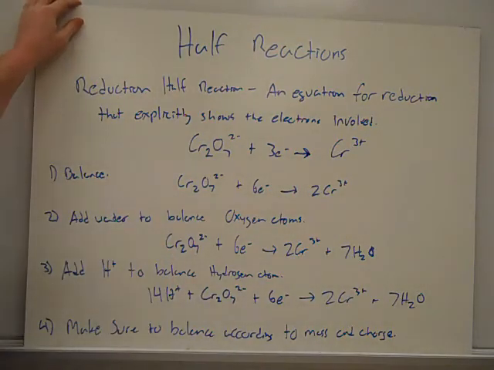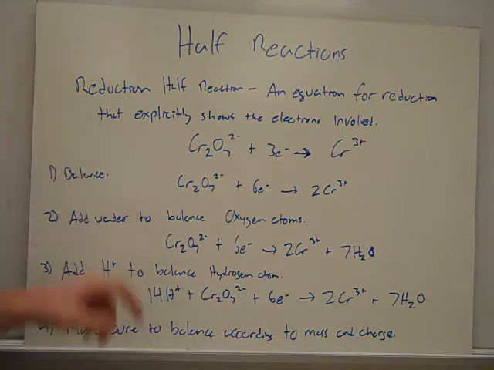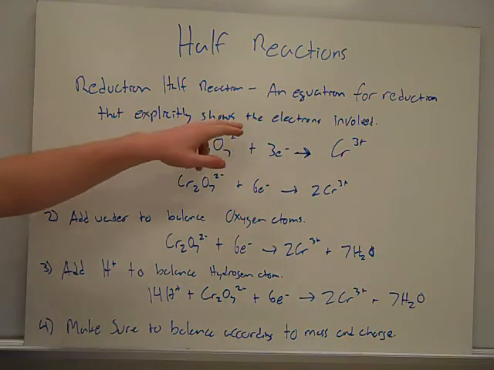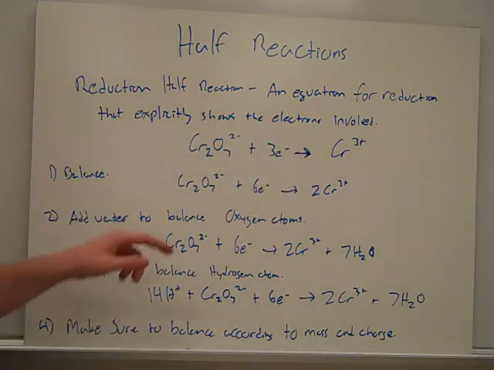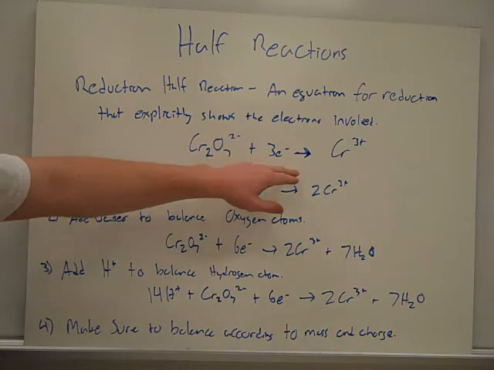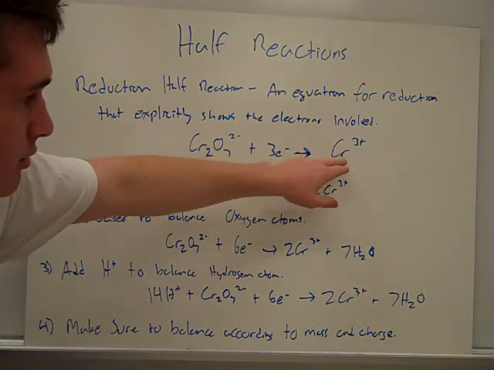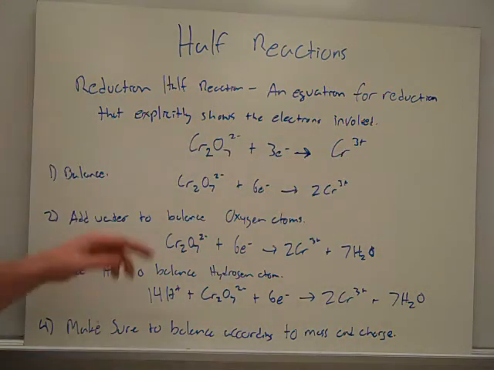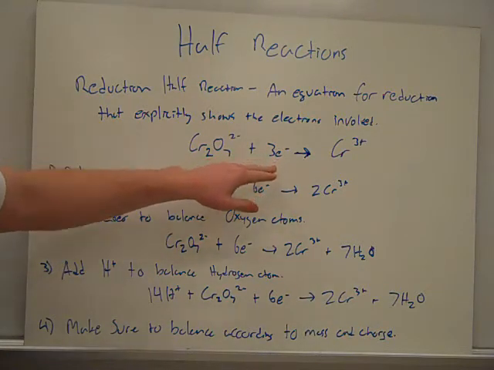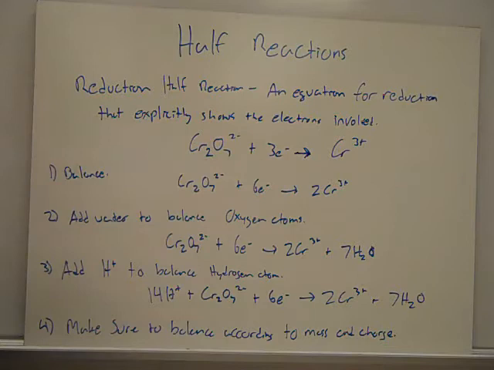Let's look at half reactions. A reduction half reaction is an equation for reduction that explicitly shows the electrons involved. As we can see, the dichromate ion plus 3 electrons yields the chromium 3 plus. This is the substance getting reduced, so it gains 3 electrons. And then we'll go through the steps on how to solve this half reaction.